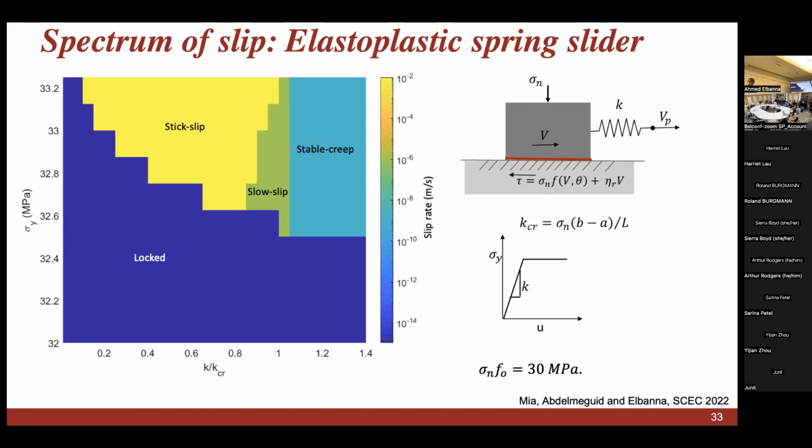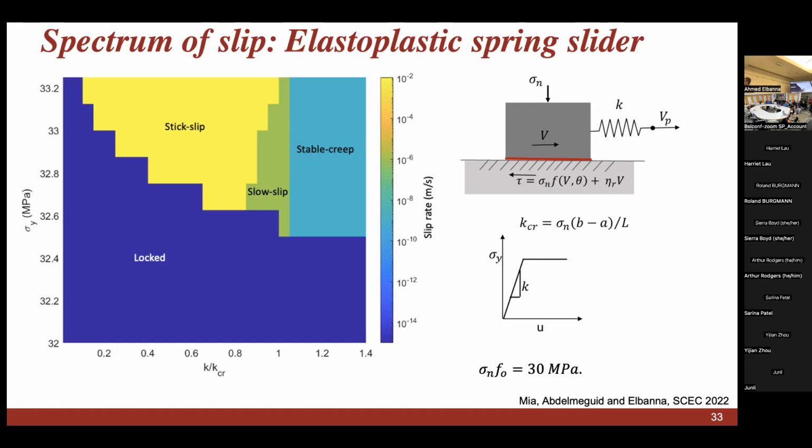And one important quantity, as I was mentioning, is the yield strength of the constitutive relation of your rock, compared, for example, to some measure of fault strength. And the fault strength shown here is the normal stress multiplied by the reference frictional parameter. You can see on the vertical axis of this phase diagram, you get the yield strength. And I would like you to compare this yield strength with the fault strength here. And on the horizontal axis, you get what we call the normalized stiffness, which is the stiffness of the spring divided by the critical stiffness that's required to nucleate instabilities in elastic material.